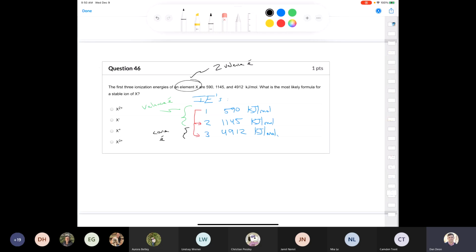If you take element X and it loses 2 electrons, what are you going to be left with? You're going to be left with a 2+ ion. And so X2+ would be the ion of this element.